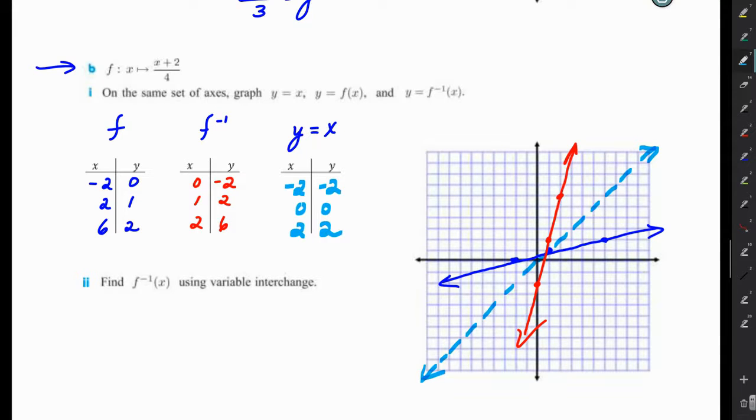We're going to use variable interchange to come up with the inverse of the original function. So let's go ahead and do that. So f inverse of x is going to be x equals y plus 2 over 4. Solve for y.